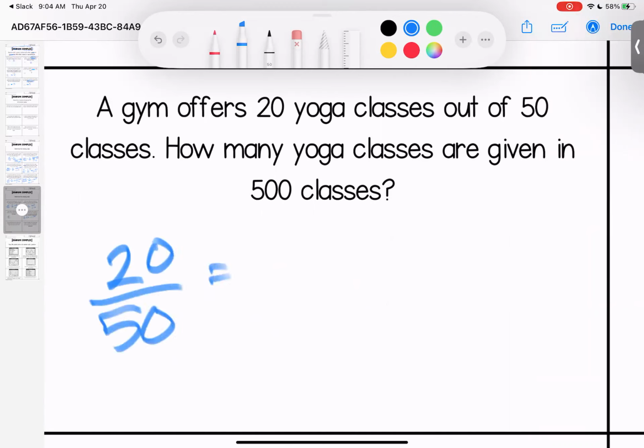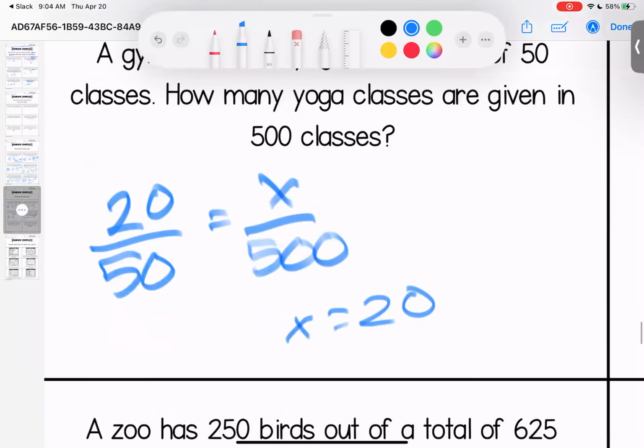Over here, Jim offers 20 yoga classes out of 50. I want to know how many yoga classes are given in 500. In this one, my X is equal to 20.